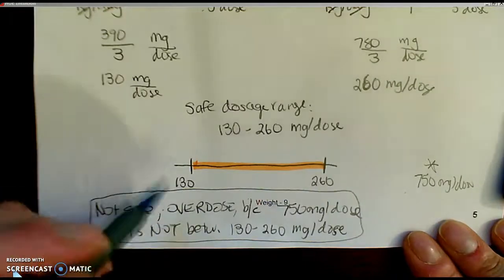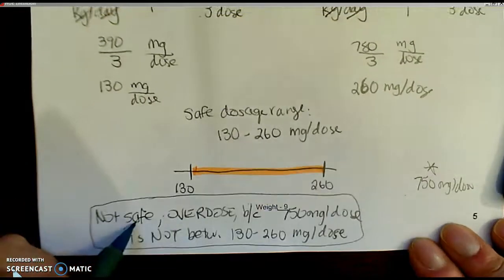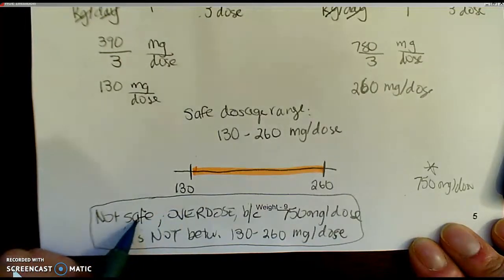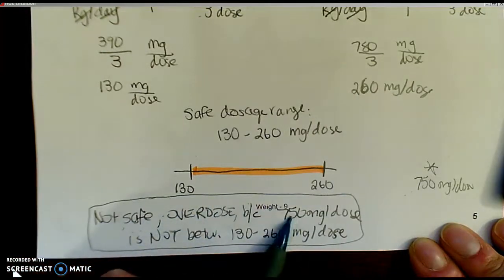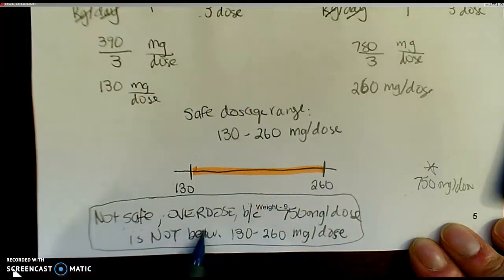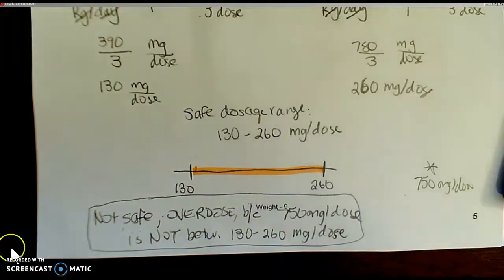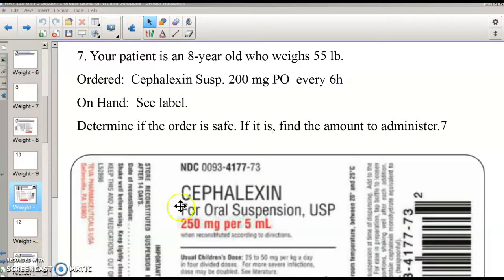So I would not recommend doing that. But notice what I said when I decided whether it was an overdose or an underdose: it's not safe. And I decided it was an overdose because the order is not between 130 and 260 milligrams per dose. Our next problem, we have a patient who is an 8-year-old who weighs 55 pounds.